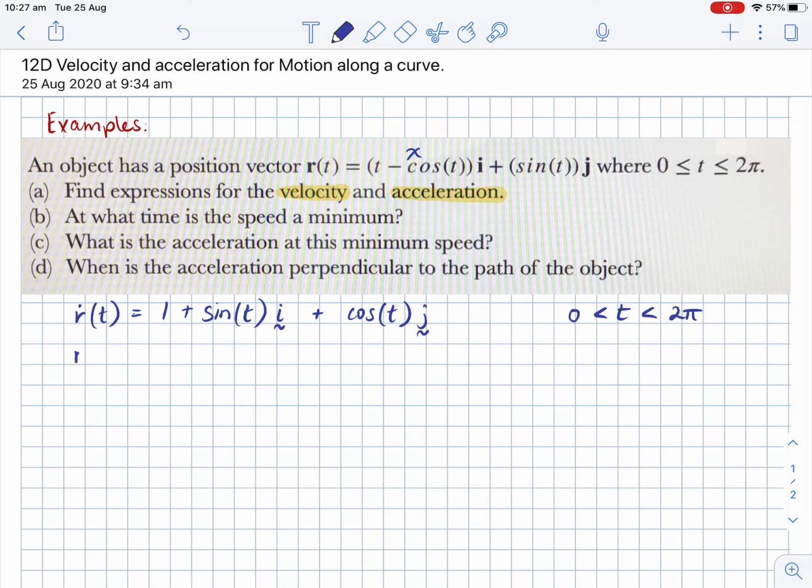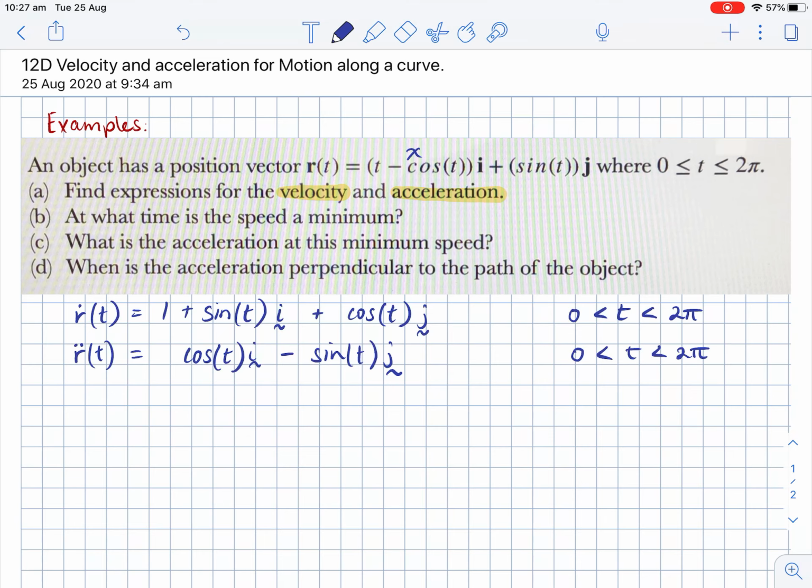So now we want to find out the acceleration, and the acceleration is when I differentiate the velocity. When I differentiate 1, I get 0, and then differentiate the sine component and we get cos of t, and then differentiate cos and we get negative sine. So I don't need a plus there, I need a negative sine t j. And again, this will be between those two values without actually including the endpoints.